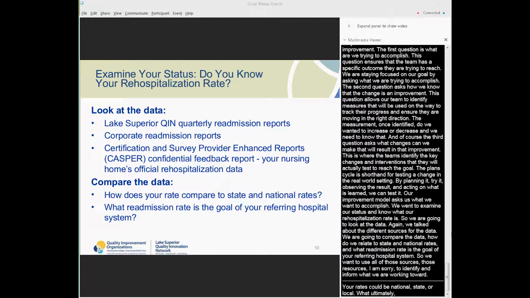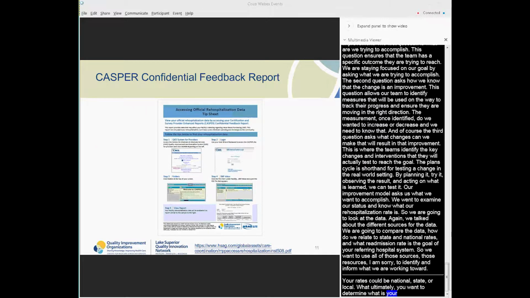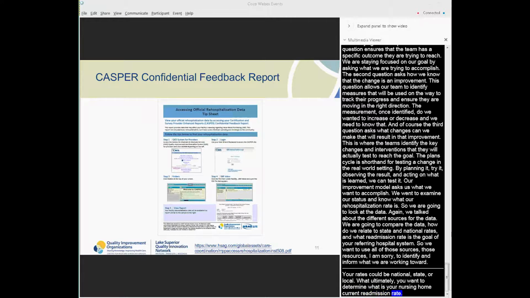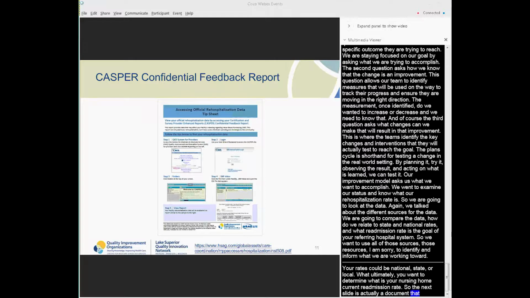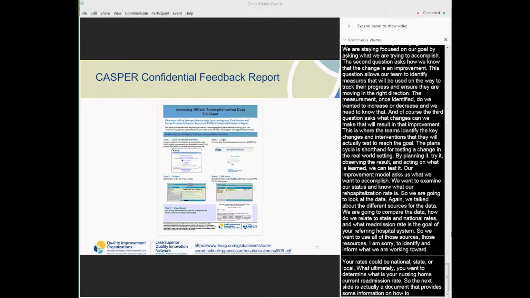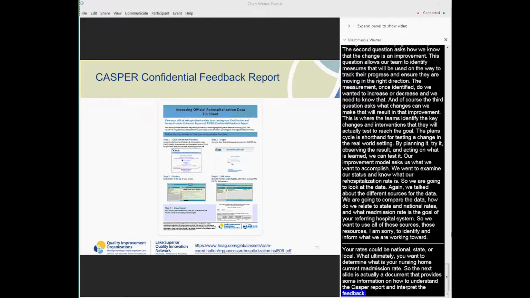So the next slide is actually a document that provides some information on how to understand the CASPER report and interpret the feedback. And this is available for you to take care in that process. If you have any questions, again, we'd be happy to answer those for you.